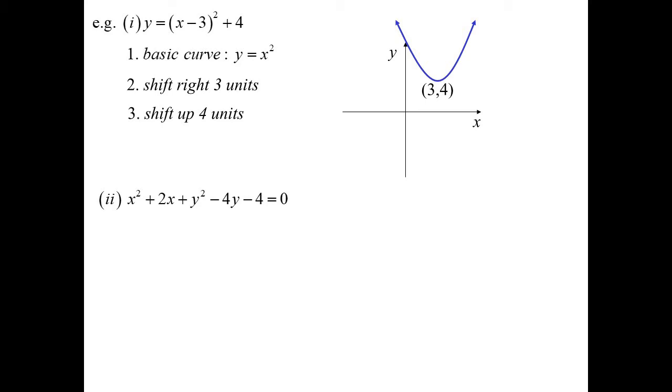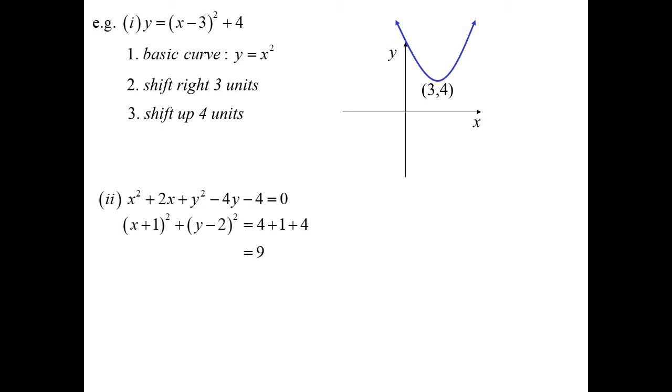Next, x squared plus 2x plus y squared minus 4y minus 4. Well, I know it's a circle. We know it's a circle because the x is to the power of 2 and the y is to the power of 2 as well, and the coefficients are the same. But before I can work out the shift, I need to complete the square. I need to complete it on both the x and the y though.